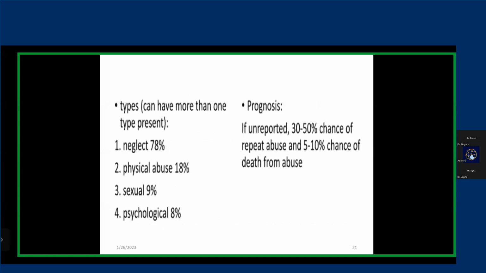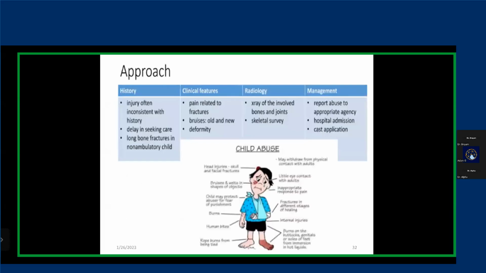So types of child abuse can be neglect, physical abuse, sexual, or psychological abuse. We're talking about physical abuse, of course. So the thing is, we have to have a keen eye for picking out children who have been abused, because it's reported that there is a 30 to 50% chance of repeat abuse, and a 5 to 10% chance of death because of abuse. So it's not a one-time event. Usually children are abused multiple times, and if they ever come to us, we should not miss it. We should know what to look for and then protect them.